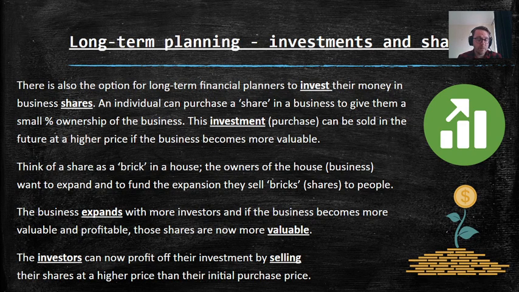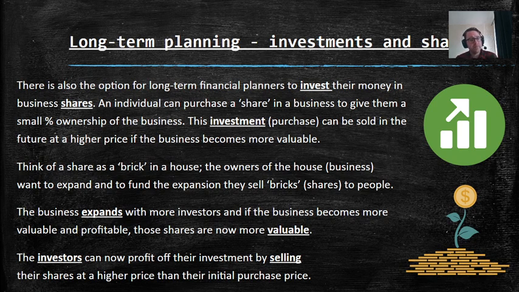But if they want to expand, if they want a second story on their house, a new garage or a big pool in the backyard, if they want to expand their business and they can't afford to do it themselves, they will sell a very small part of that house. They will sell a little brick of that house to other people. So they sell shares to people like Mr. Tapley.